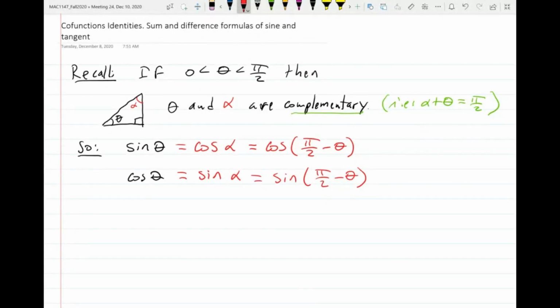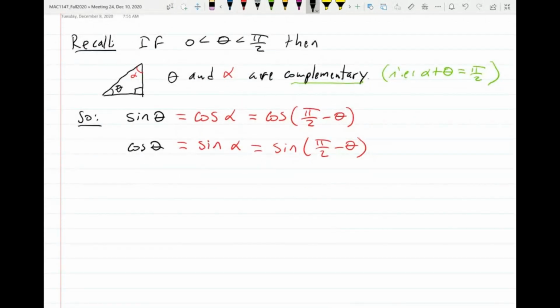Okay, so then the question is, we have this relationship among acute angles. So if an angle is acute, that means that you can write the sine as cosine of pi over 2 minus the angle. And the cosine, we can write it as sine of pi over 2 minus the angle. Now the question is, is this always true? Is this true for any angle, not necessarily an acute angle? What if theta is not acute?